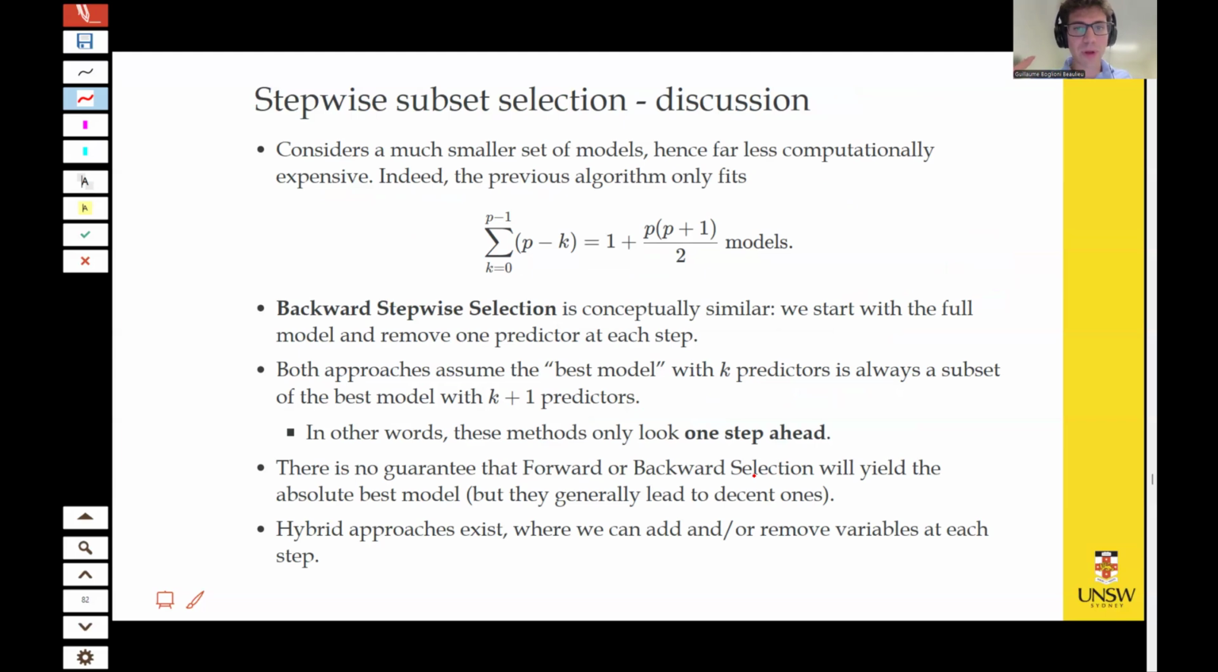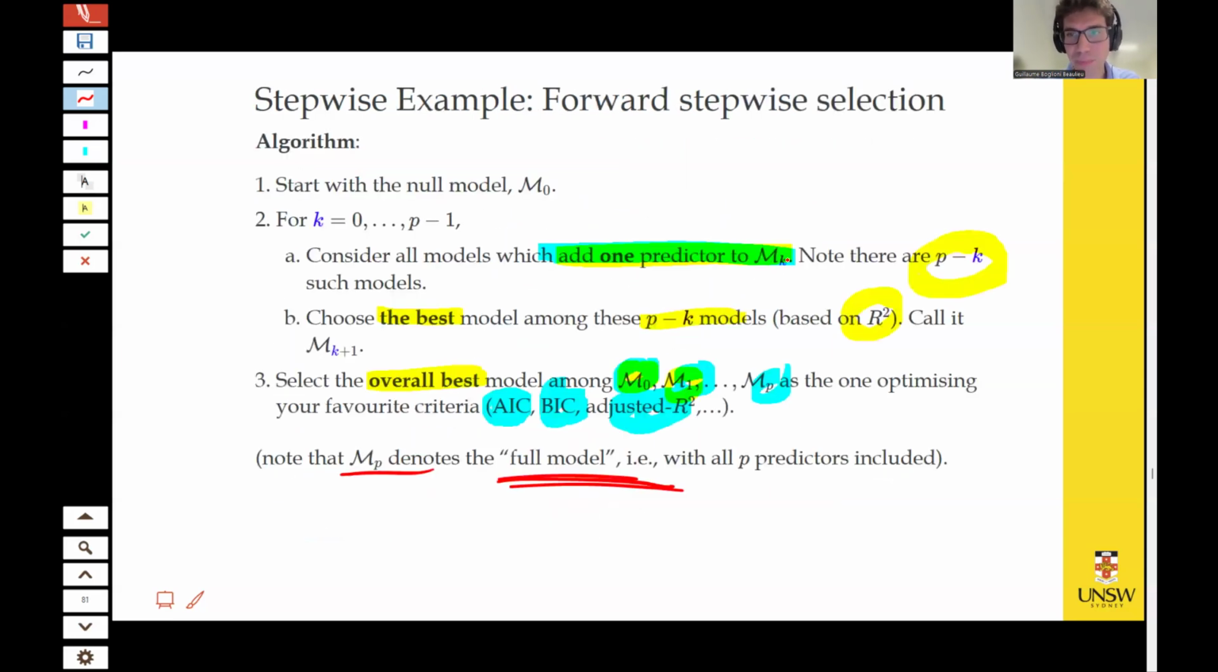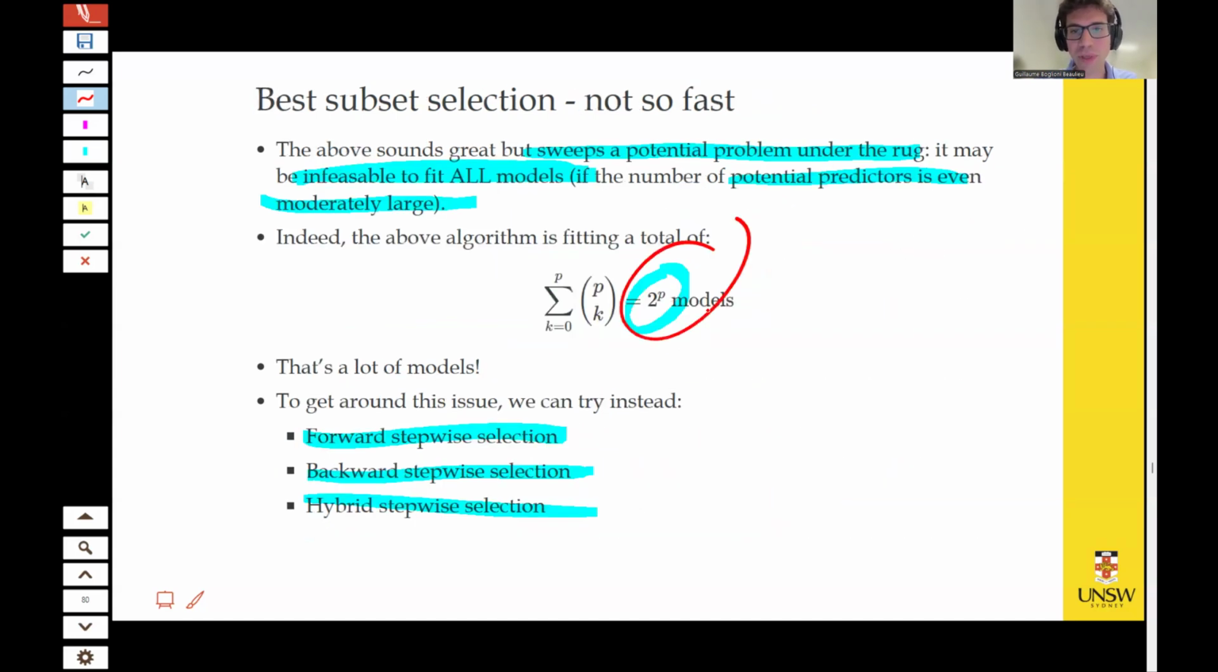So even though we might not get to the overall best model, this approach has the advantage of computational simplicity. If you make the calculation, the number of models we fit is this sum, because at each step, that's the number of models we fit. It is much, much, much smaller than this number here. Well, yeah, because it's basically proportional to p squared. Well, this is 2 to the p.